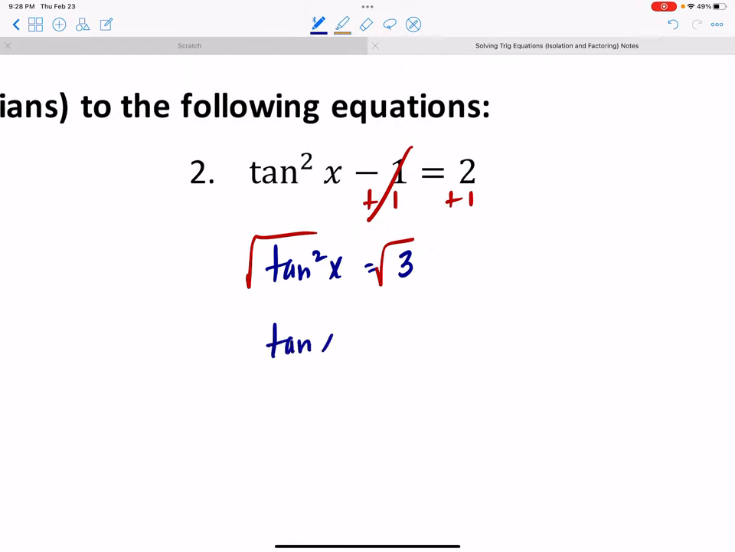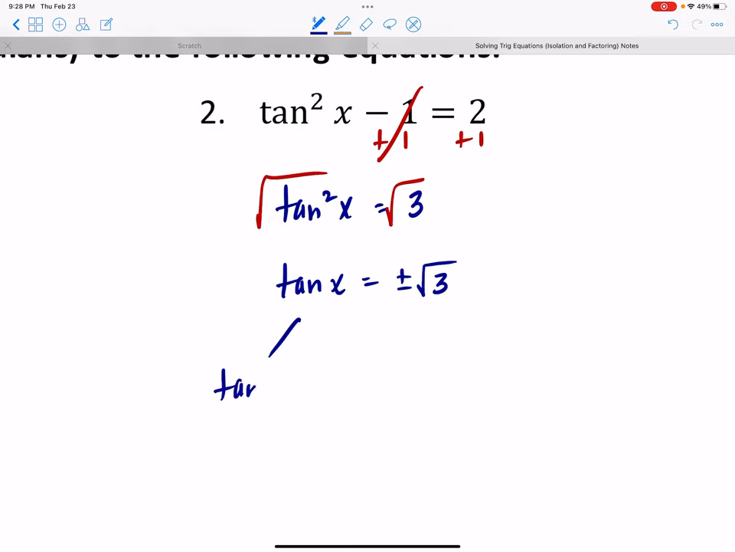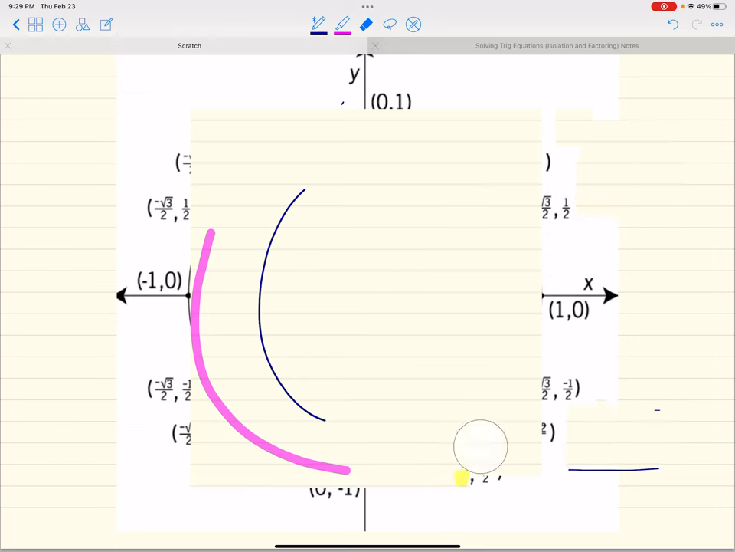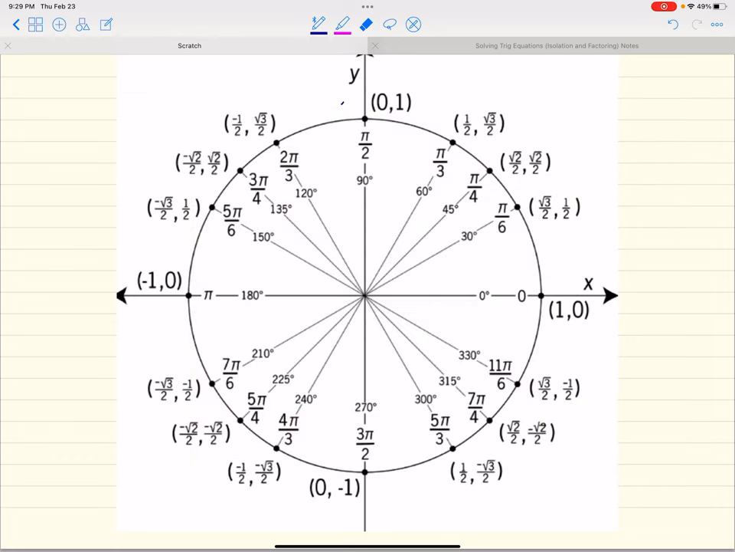Tangent of x all by itself equal to, just don't forget, a plus or minus in front of the radical 3. So we are looking for two things. Where is the tangent of our angle equal to a positive radical 3? And where is the tangent of our angle equal to a negative radical 3? And again, that should feel familiar because those are going to happen on the unit circle. So let me go back to this mess that I've created here. Do some erasing. Should have erased this before. Okay, so I'm looking for angles in the unit circle where my tangent is either positive or negative radical 3.